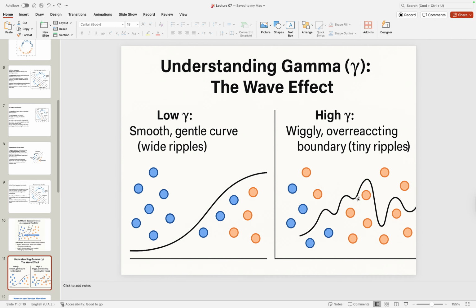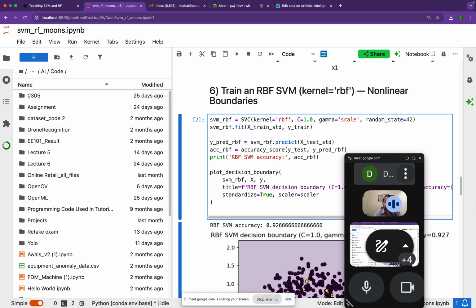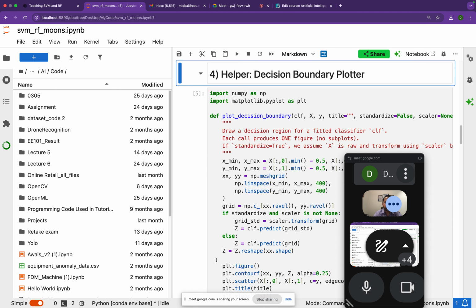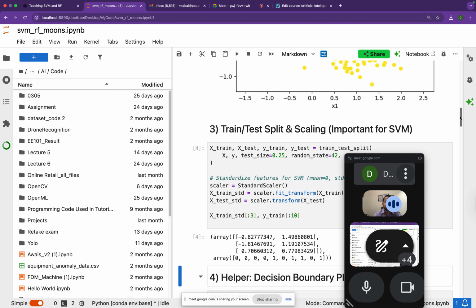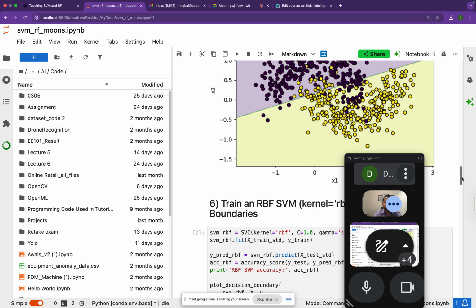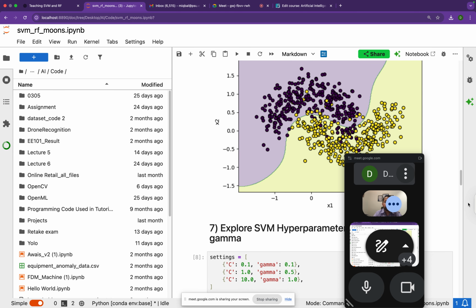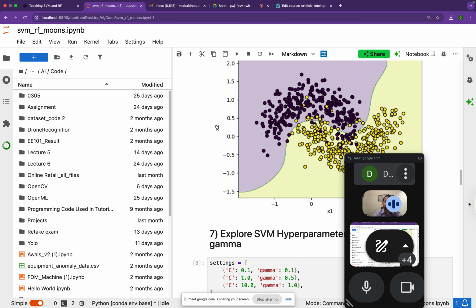So let me actually explain to you here by looking at this RBF kernel. Is this a wiggly line? Is this a wiggly line here, this one? This is linear, right? This is RBF. It's not really a wiggly line, is it, right?